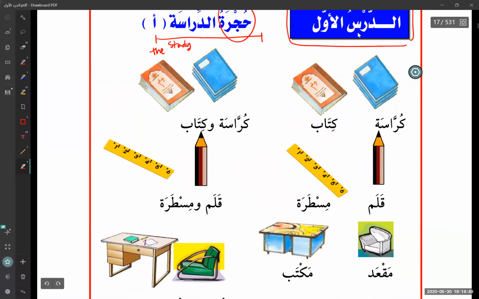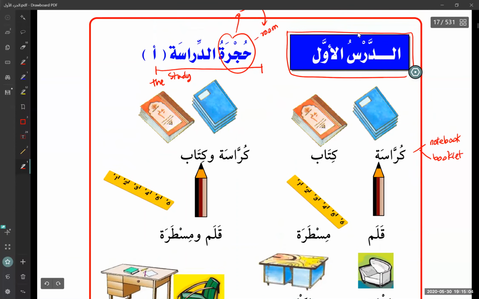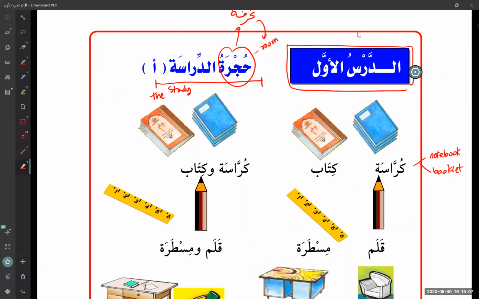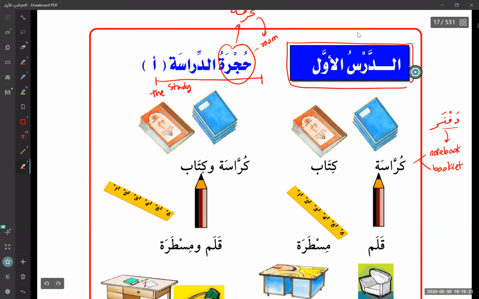So we have the first word, kurasa. Kurasa means notebook, or it can also mean a booklet. There is another word for notebook, daftar, which also means notebook, and that's probably used more often to refer to a notebook. But kurasa can also mean notebook, as I said, also a booklet. So you should memorize these two words together. Daftar is a notebook, kurasa is a notebook or a booklet.